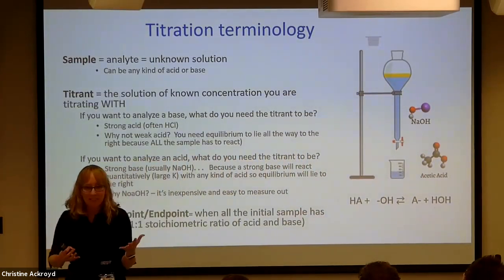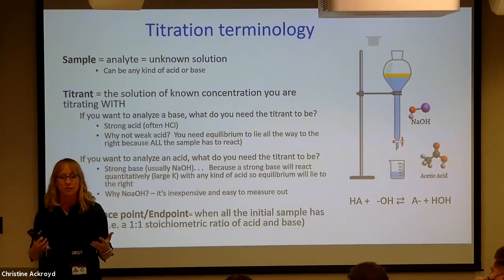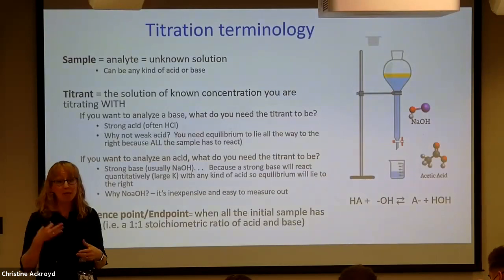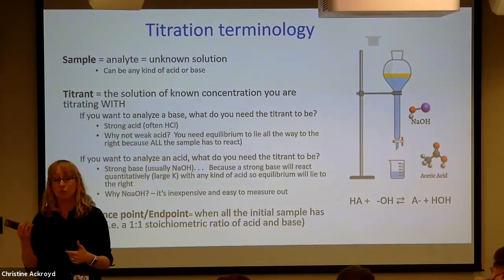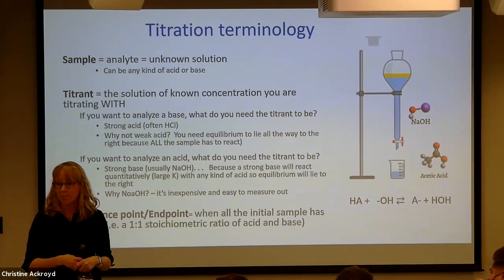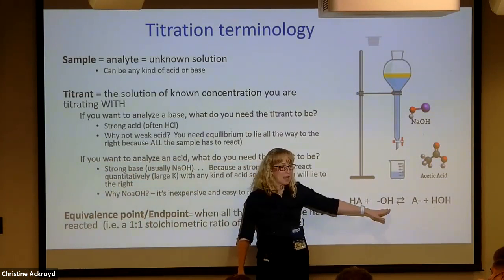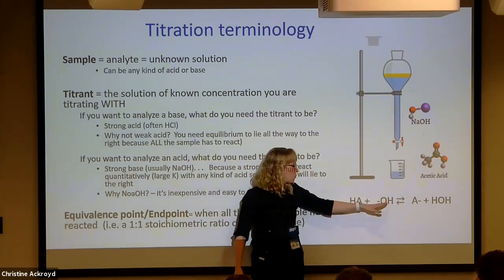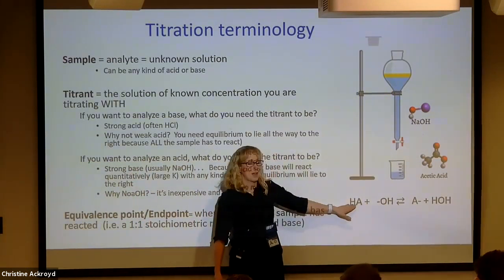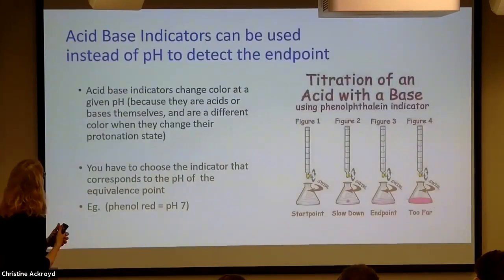So the end point, in Chem 105 terms, is in a stoichiometry problem. We have problems that say, how many moles of starting material do you need to react completely with some amount of another starting material, right? The end point is when you have a 1-to-1 mole ratio of your acid and your titrant, if you have a monoprotic acid.